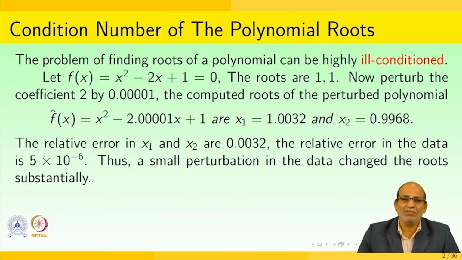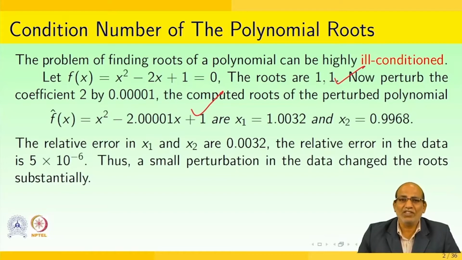Let us take a simple example. Let f(x) = x² - 2x + 1 = 0. All of you know this is a quadratic polynomial. Now, as you know very well, the roots are 1, 1, repeated roots. Because f(x) = x² - 2x + 1, you can write it as (x - 1)². Therefore x = 1 and x = 1. That means you do have a repeated root.